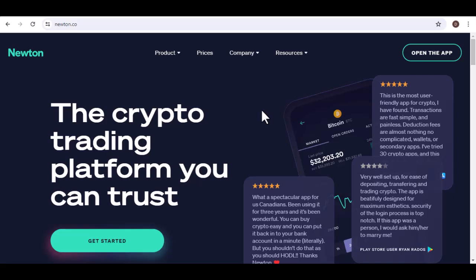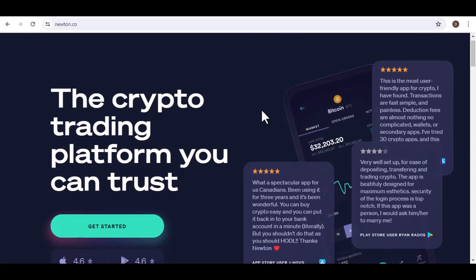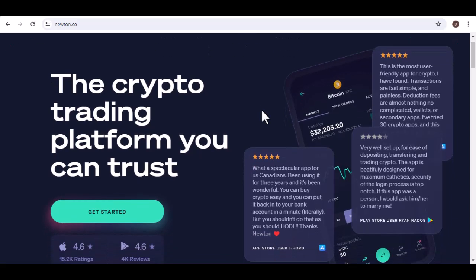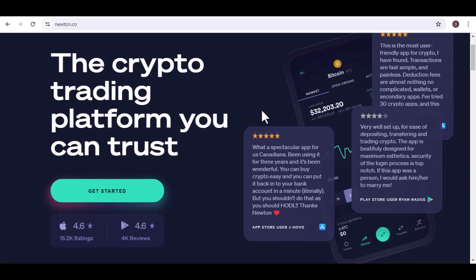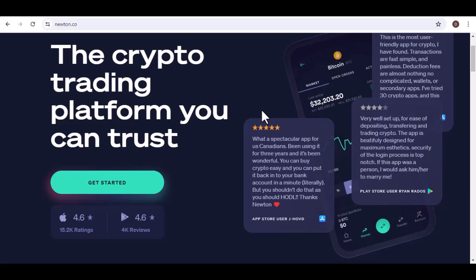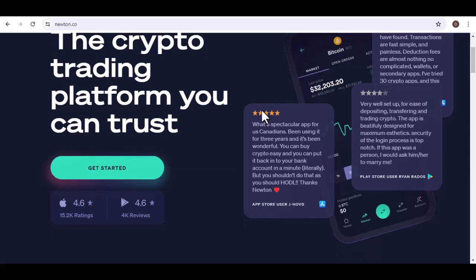Ever found yourself staring at your bank account, wishing you could magically transport those funds into the exciting world of crypto? Well, wonder no more. Today, we're diving deep into how to send money to Newton Crypto. Let's get started.